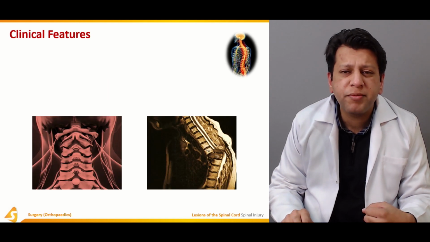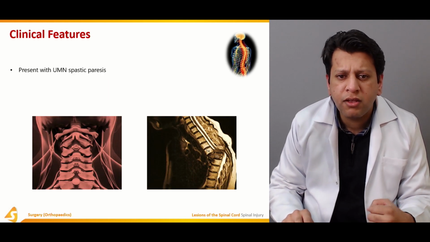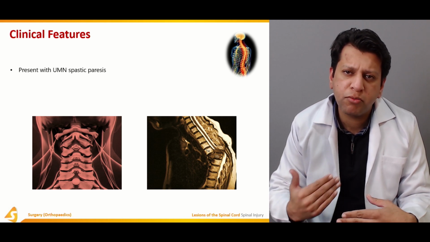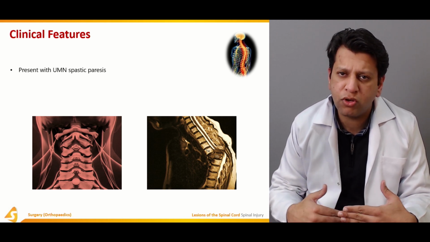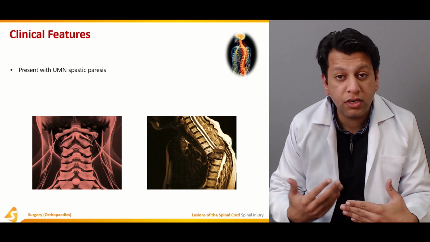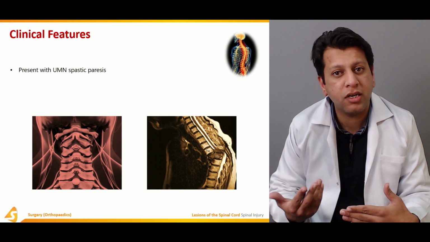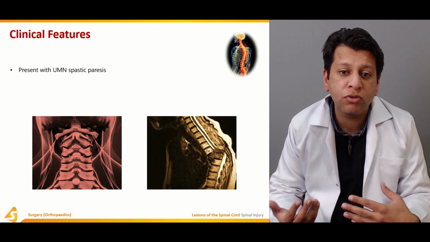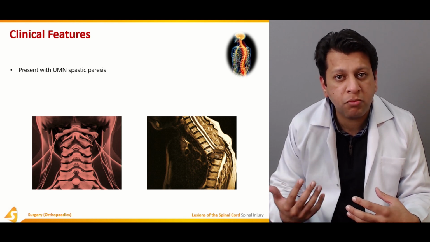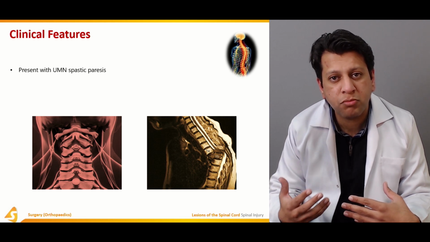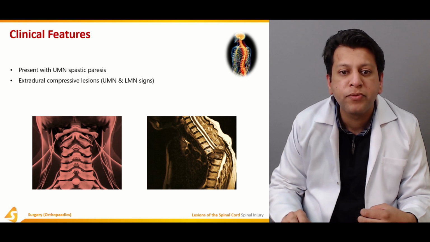Now, what would be the clinical features? Depending upon where the issue is, it could be an upper motor neuron lesion or a lower motor neuron lesion. Usually, it's an upper motor neuron lesion. If the spinal cord gets damaged higher up, it usually leads to spastic paraplegia or paresis, in which there is hypertonicity and spastic paralysis of the muscle.